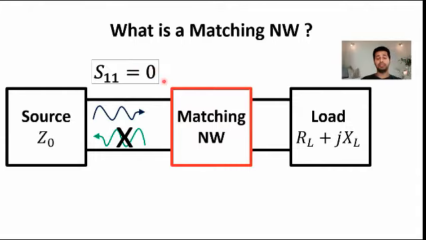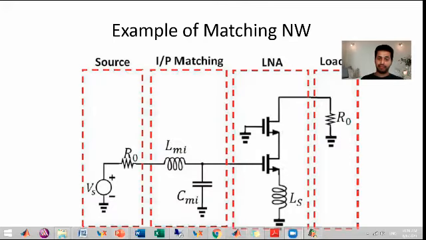And if we assume that the matching network is lossless, this means all the power that is absorbed by the matching network will go directly to the load, which means all the power coming from the source will go to the load. This is a practical example of using a matching network in a low noise amplifier.